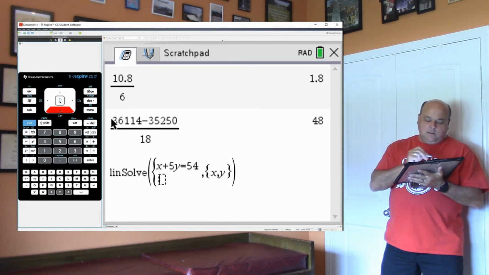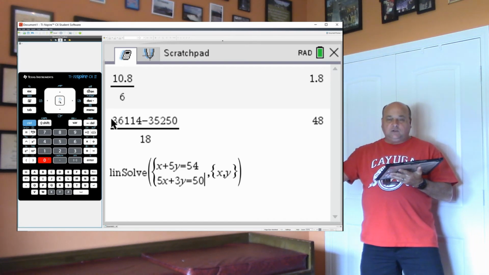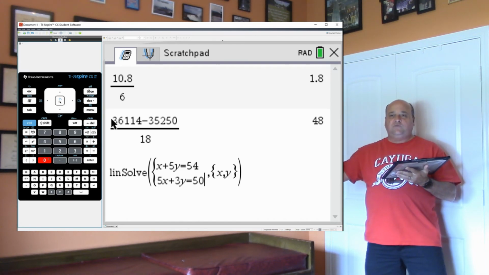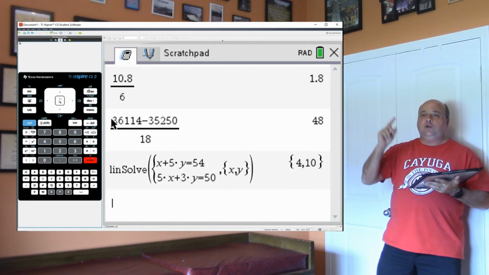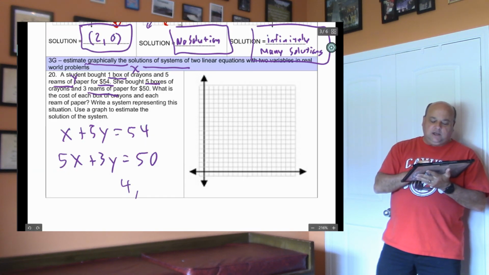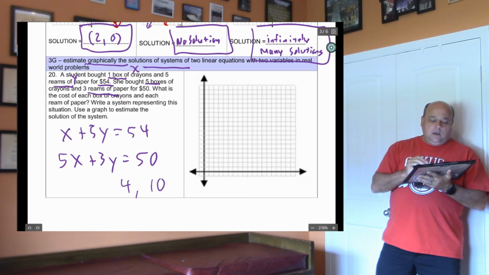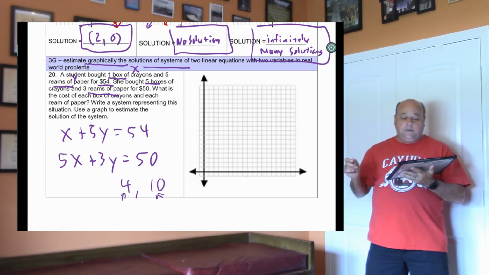So hit the down button. 5x plus 3y equals 50. So x plus 5y equals 54, 5x plus 3y equals 50. Just hit enter and boom, you're going to get the solution, which is (4, 10). So (4, 10) is your answer, okay? Which means a box of crayons costs $4 and a ream of paper costs $10. That's what that means, okay?